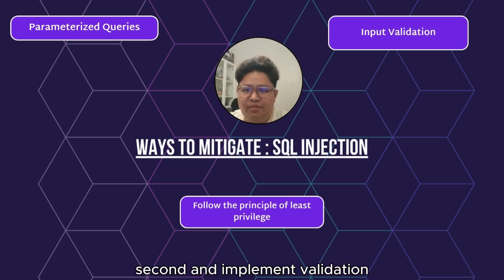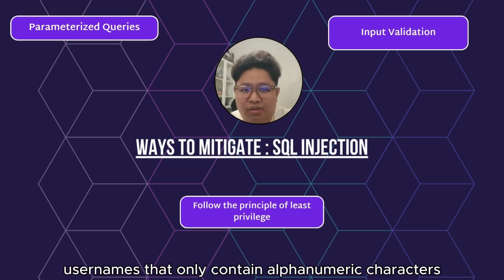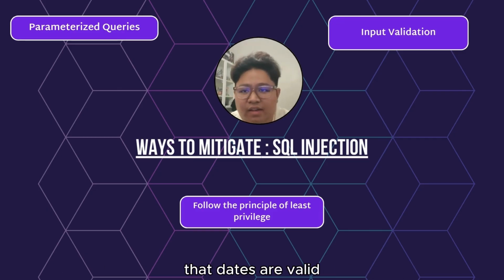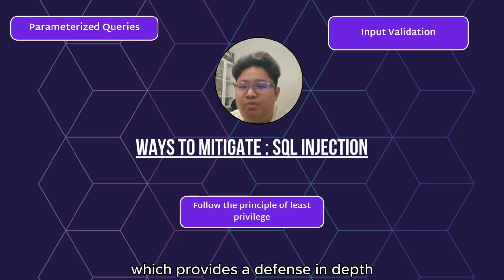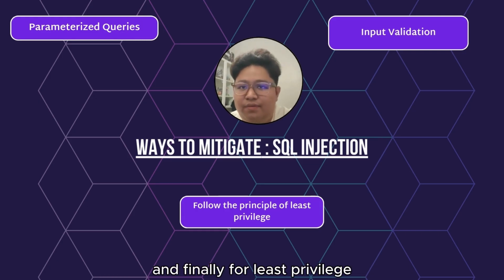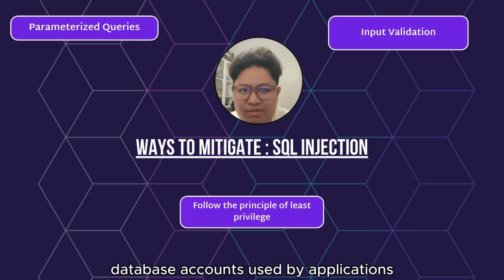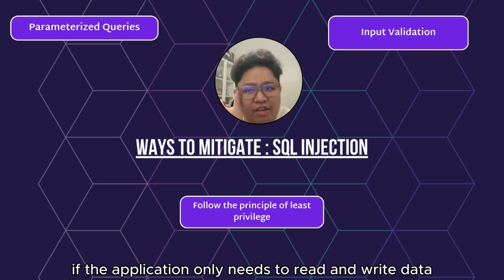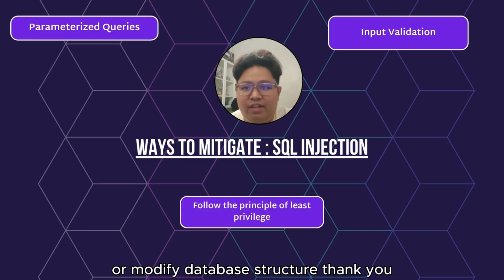Second, in implementing input validation, this is where we validate that usernames only contain alphanumeric characters, that email addresses are in proper format, that dates are valid, and that numeric fields only contain numbers, which provides defense in depth. And finally, for least privilege, database accounts used by applications should only have the minimum permissions needed. If the application only needs to read and write data, don't give it permission to drop tables or modify database structure. Thank you.